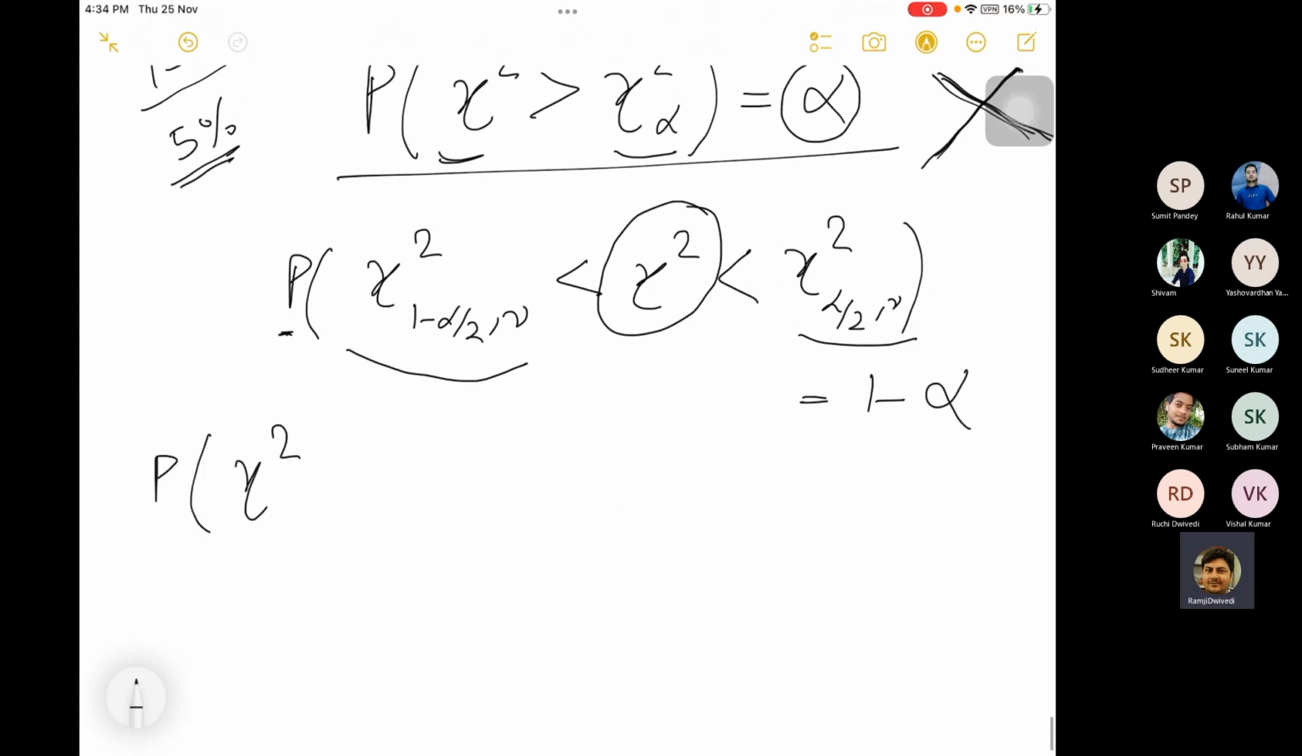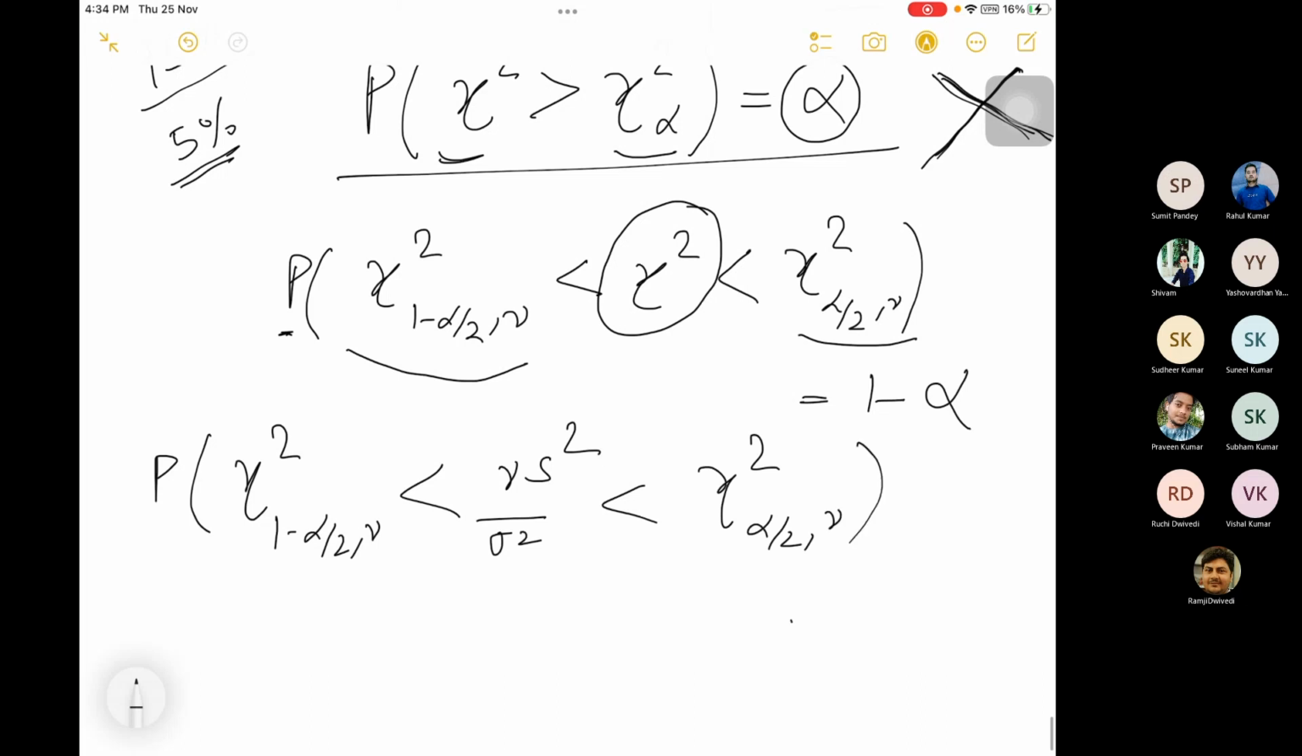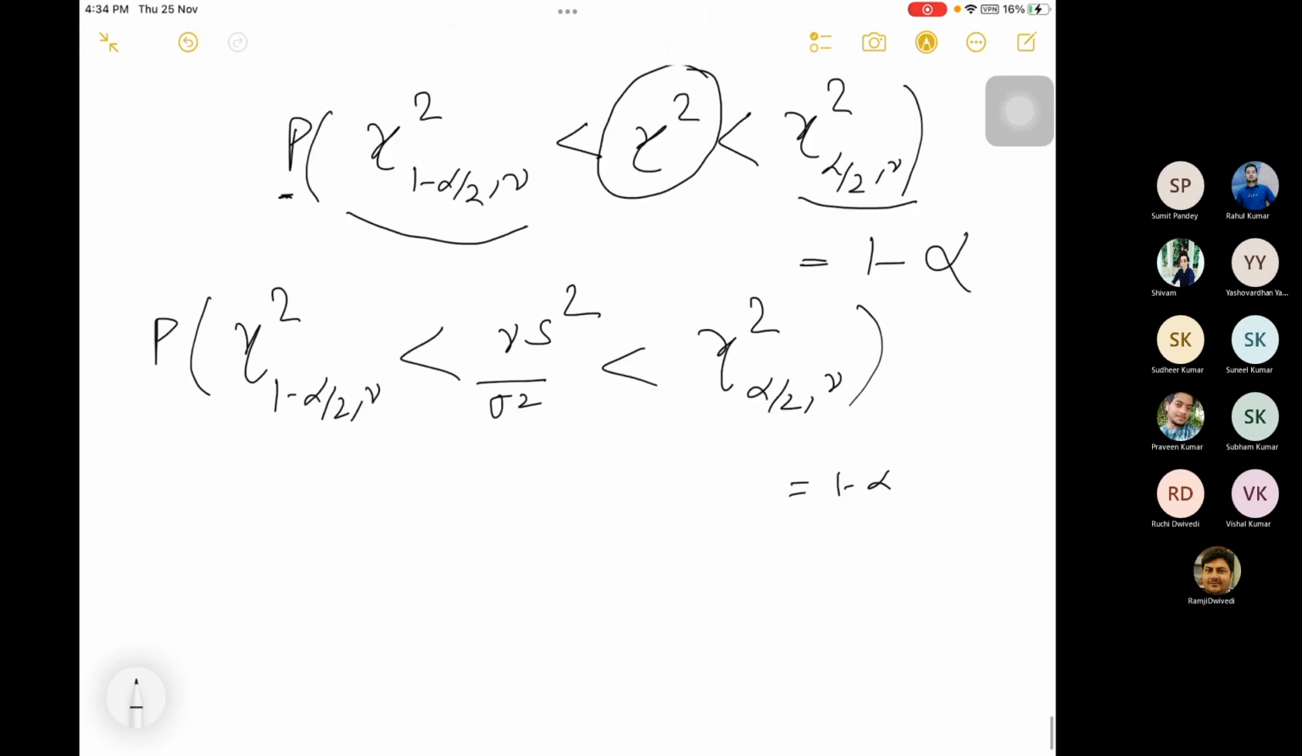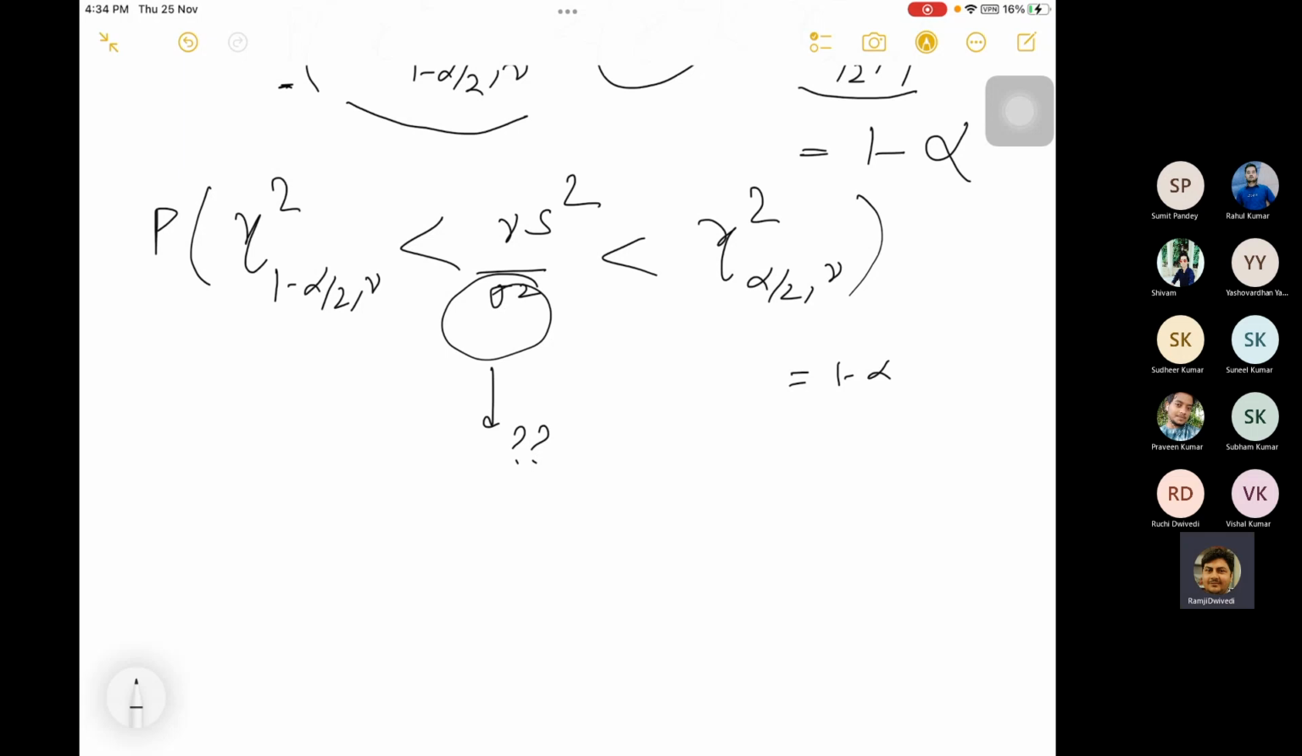Chi square 1 minus alpha by 2 mu. This chi square is written as sigma square, because this is what you do not know. Reverse it. The moment you reverse it, the equality sign will reverse. You understand this part? So what was earlier here will now come here.